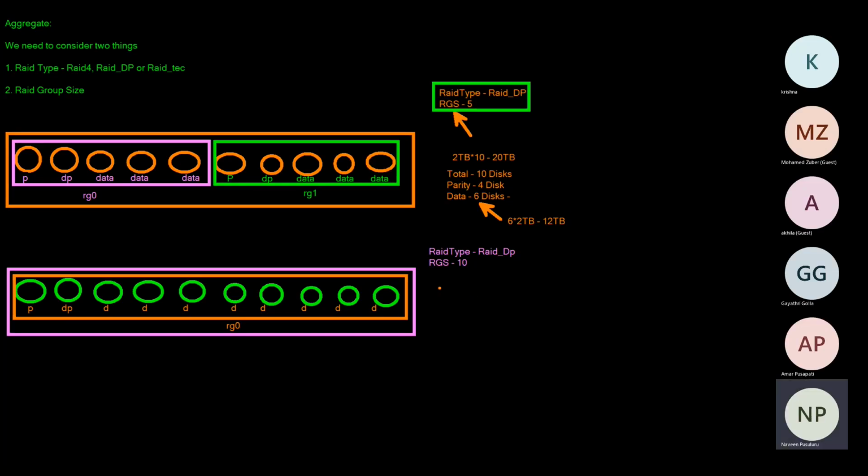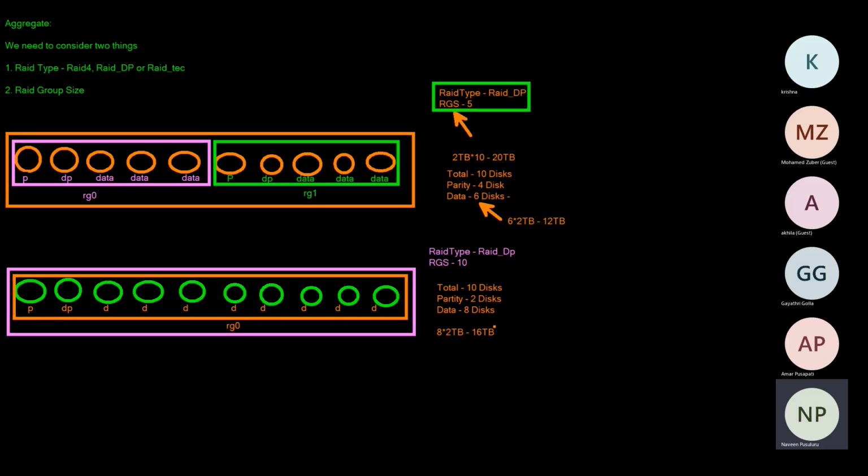But in this scenario, how many disks do we have? Again the same thing; I just took the same example so that I can show you the difference. 10 disks, and the parity is 2 disks only, because everything is in a single write group, right? And data, I got 8 disks. So 8 into 2 TB, total I'm getting 16 TB. Observe the difference in how much space we are getting.